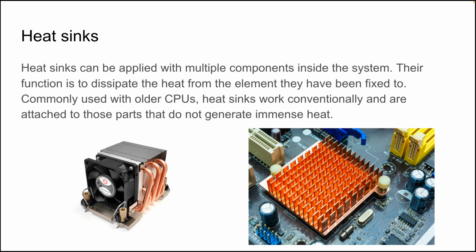The heat sink is attached to your fan, and it's the metal part that distributes that warm air outside of your machine. Heat sinks can be applied to multiple components inside the system. Their function is to dissipate the heat from the element that they're fixed to, and they're commonly used for older CPUs. Heat sinks work conventionally and are attached to parts that do not generate immense heat. So it's usually attached to a fan or directly to the motherboard, as you can see in this picture over here to the right.